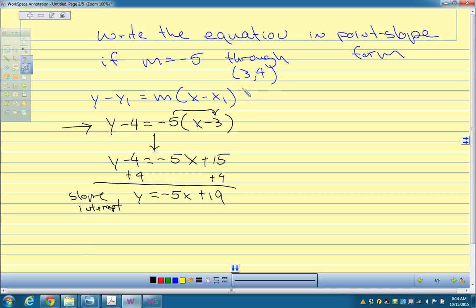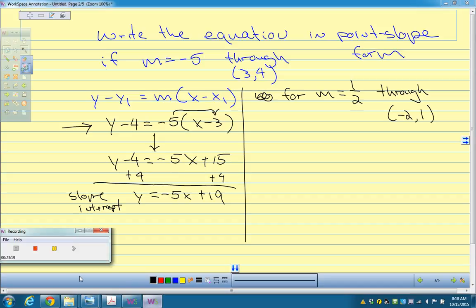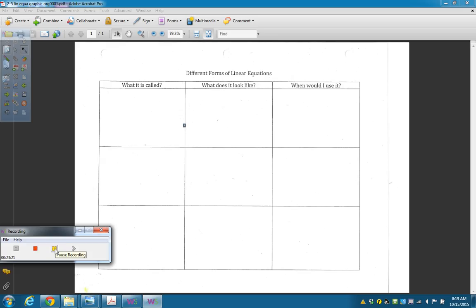So now your turn. Write the equation in point-slope form for m equals 1/2 through (-2, 1). So that's all you're going to do. Write an equation in point-slope form for that.